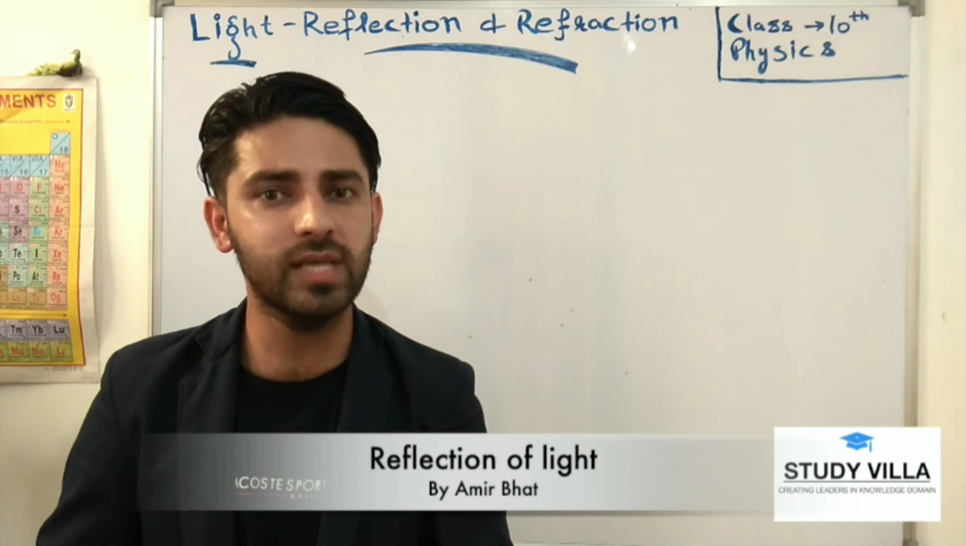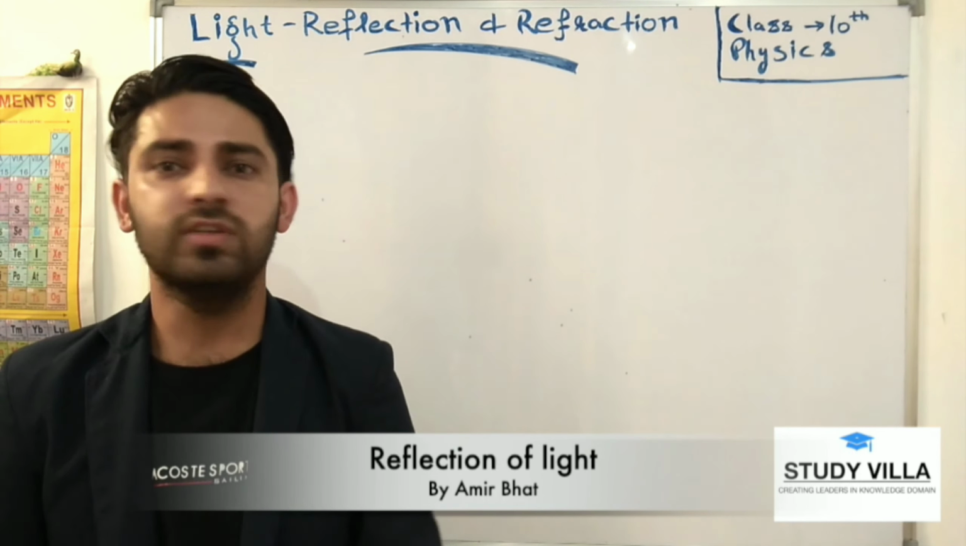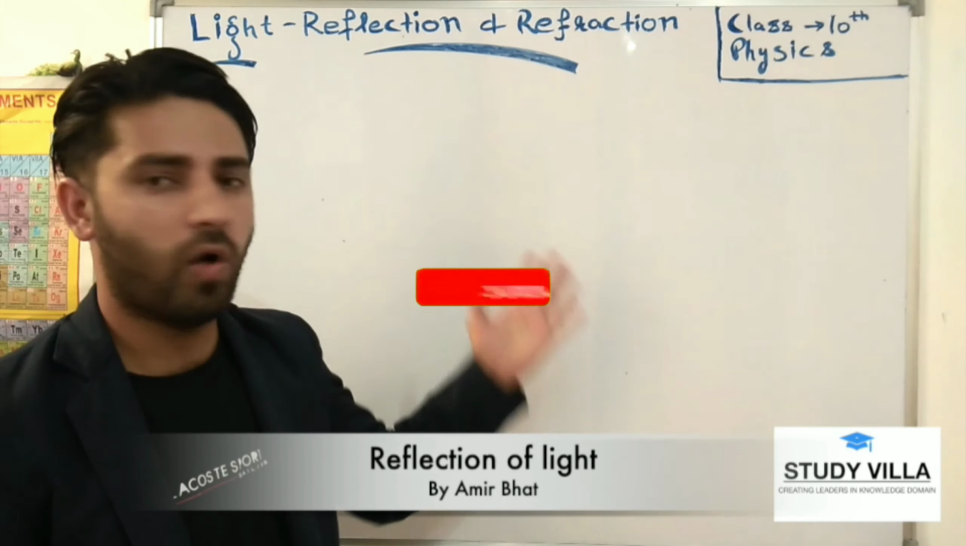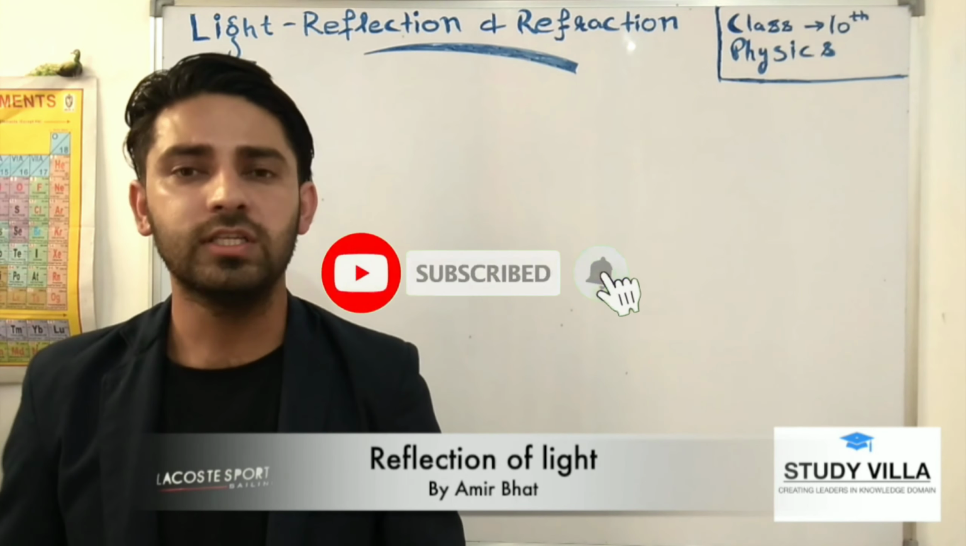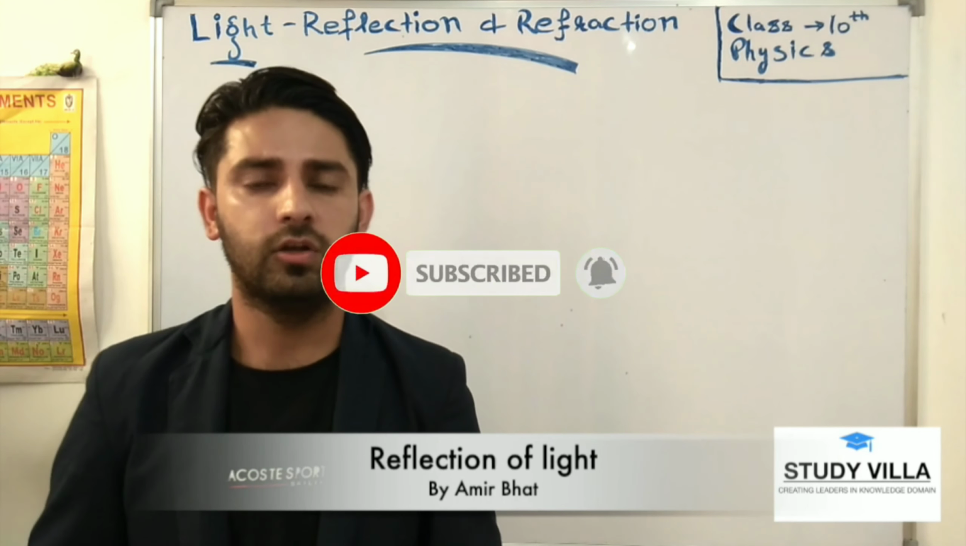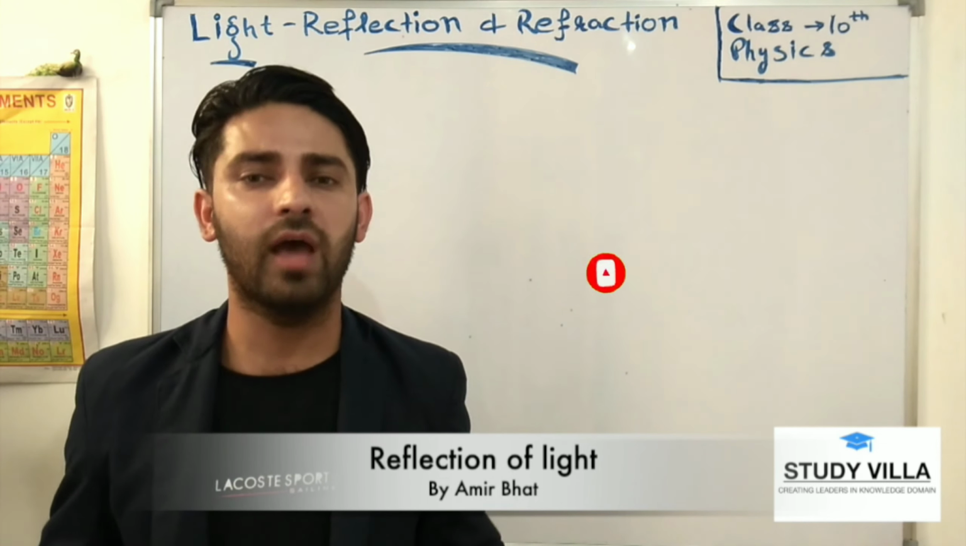So what do you mean by non-luminous objects? Non-luminous objects are the objects which do not have their own light. For example, whiteboard, marker, pencil, notebook, chair, all are non-luminous objects.